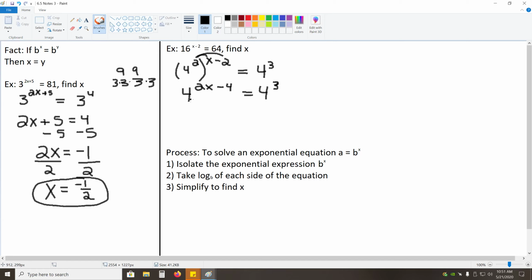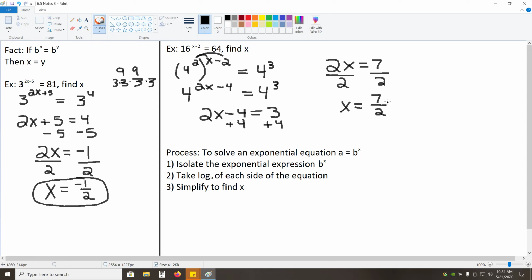And finally, we now have the same base on each side, so we can get rid of the 4's, just giving us 2x minus 4 equals 3. We'll add 4 to each side of the equation, which gives us 2x equals 7. And dividing each side by 2, we get x equals 7/2.